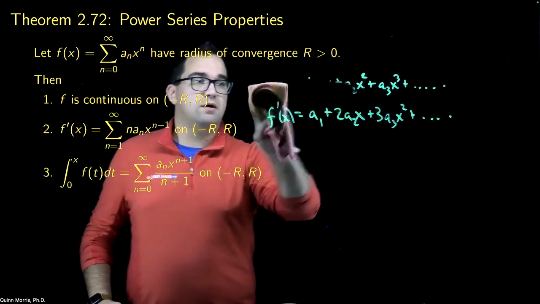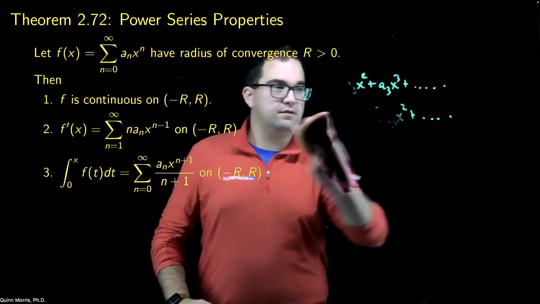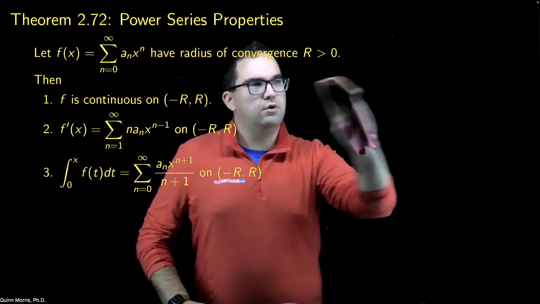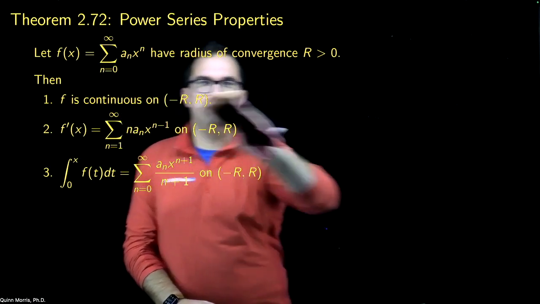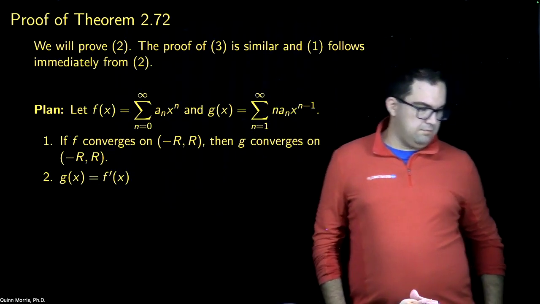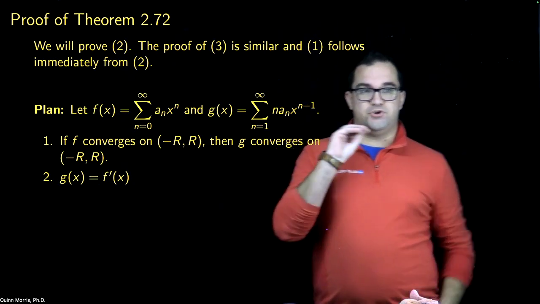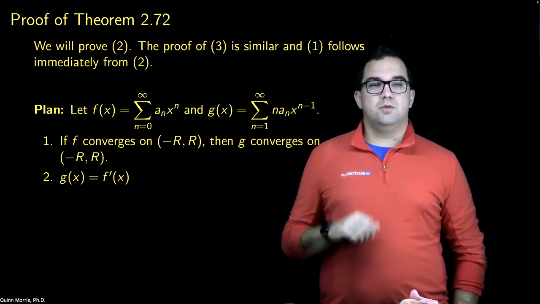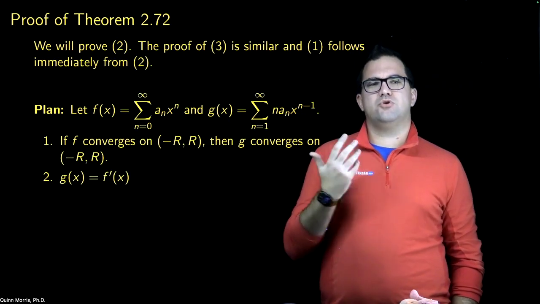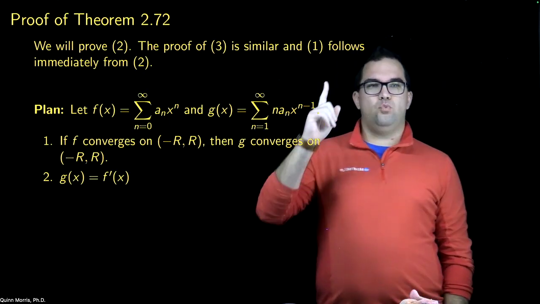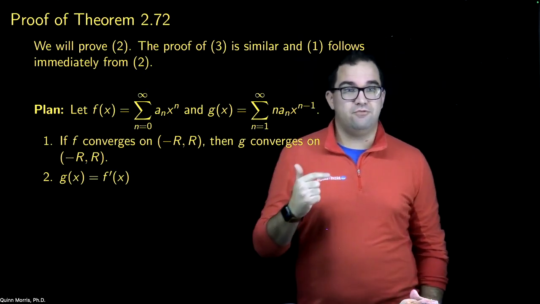Now we're going to spend most of this video proving this theorem. So before we jump into proving this, let's first make a plan. So we're going to prove 2. That's the one, the differentiation formula. The proof of 3 is nearly identical, and we'll talk about that after we prove 2. And 1 follows immediately from 2.